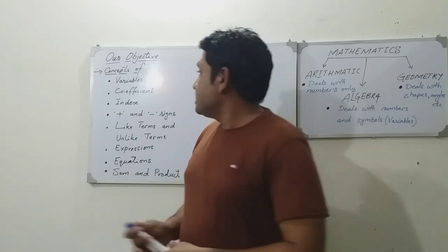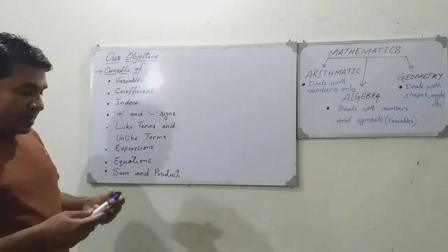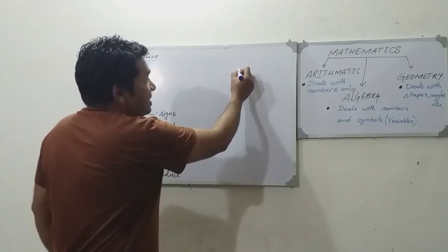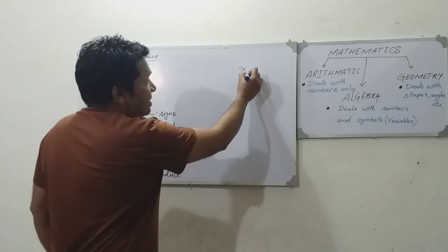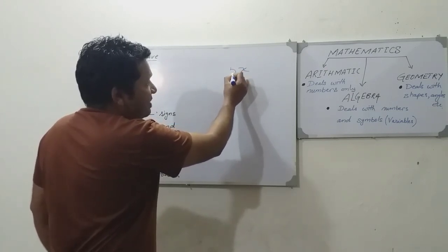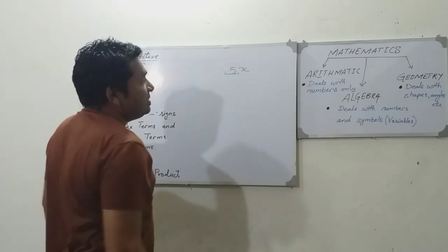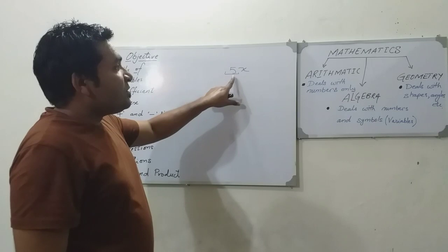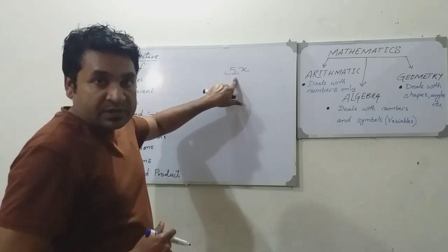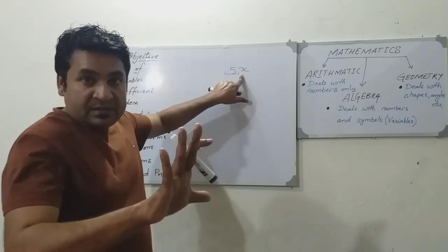The next thing is coefficients. If I talk about a variable x, and if it is 5x, then this number which is written to the left of this variable is called the coefficient. It is numerical, it is actually telling us there are 5 x.